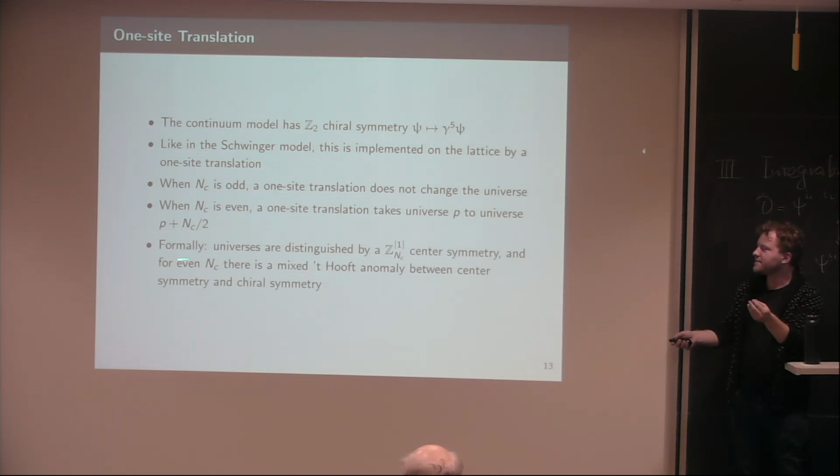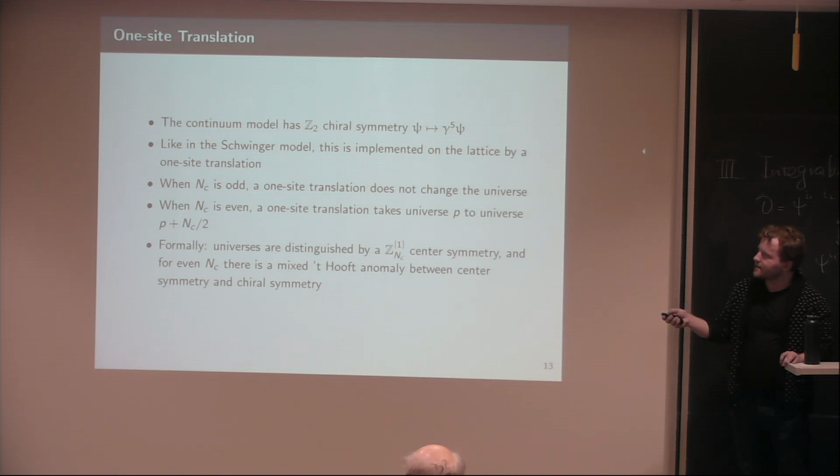Now, for even N_C, there's going to be a mixed anomaly between the center symmetry and the chiral symmetry. That means if I act with this chiral symmetry in the form of a one-site translation, I'm going to change what universe I'm in, as distinguished by this center symmetry. So this is the underlying mathematics that the lattice is realizing for us in a nice way, showing us this mixed anomaly precisely when it's supposed to be there for the case of even N_C. This was computed before by Alexei and Mithat and others, and we're seeing it now on the lattice.